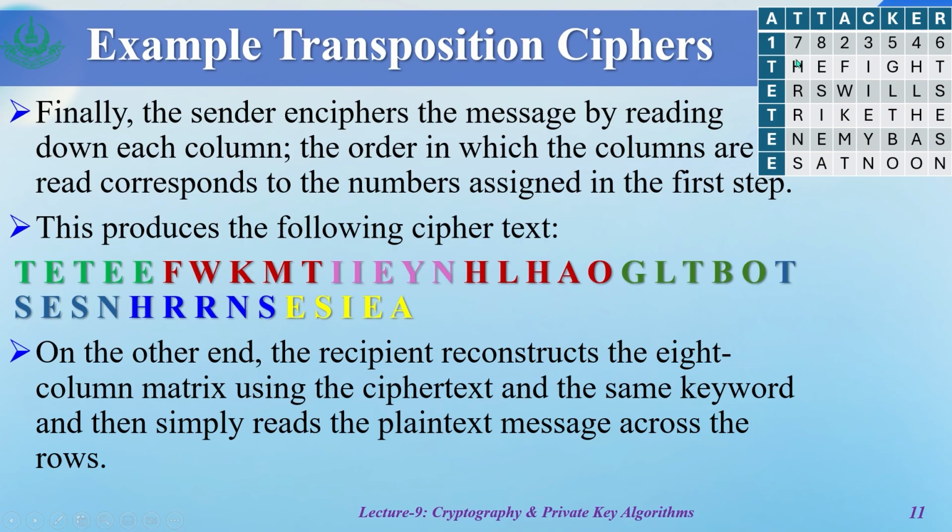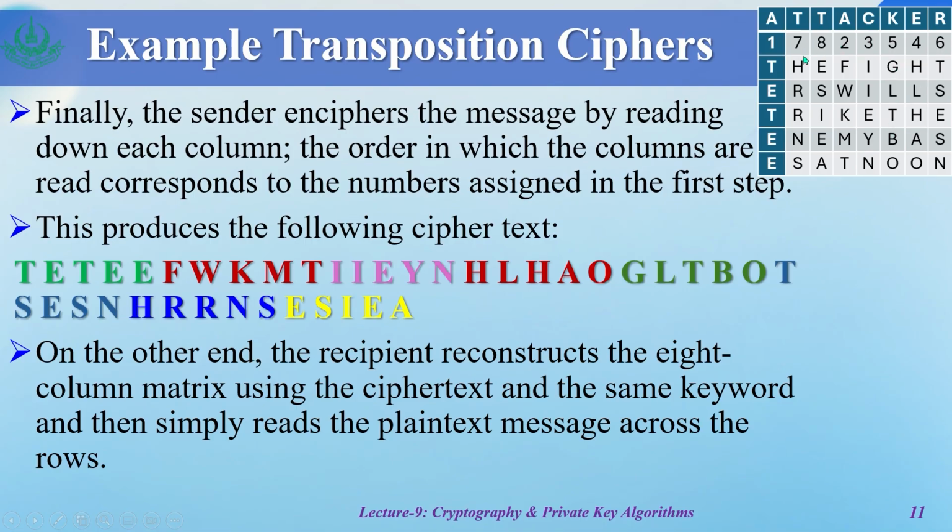Let me start from that. Beneath the 1 we have T, B, T, B, E, E, written in green. And the next, 2, A, we have F, W, K, M, T, written in red. And the third one is C, 3: I, E, Y, N. And fourth is H, L, H, A, O. And similarly, the fifth is G, L, T, B, O.